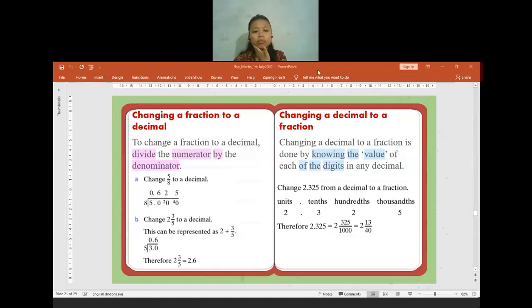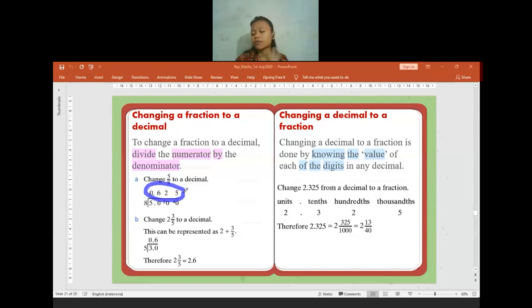Okay, so to change a fraction into a decimal, you can just directly divide the numerator by the denominator. Here the example is 5 by 8. How to change it into a decimal? You just directly divide 5 divided by 8. And the result is 0.625. This is already the decimal that we are looking for.